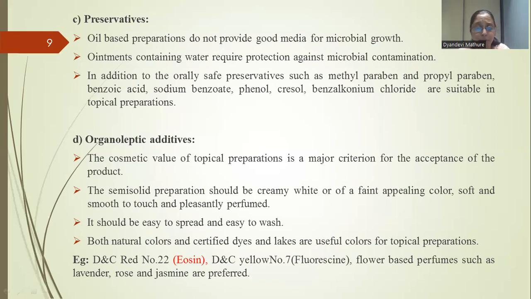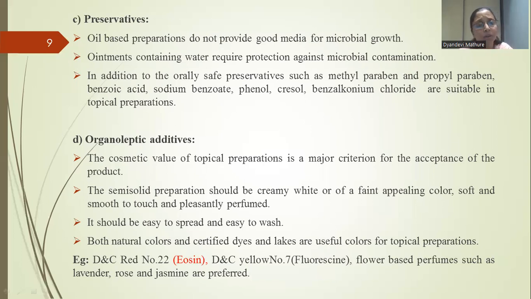The semi-solid preparation should be creamy white or of a faint appealing color, soft and smooth to touch and pleasantly perfumed. So an important characteristic of your semi-solid preparation is that it should be a creamy white formulation with a faint color. It should be very smooth, soft to touch and pleasantly perfumed. Now to acquire all these properties, we need to add some organoleptic additives. Say for example, we need to add color, perfume, and flavor.